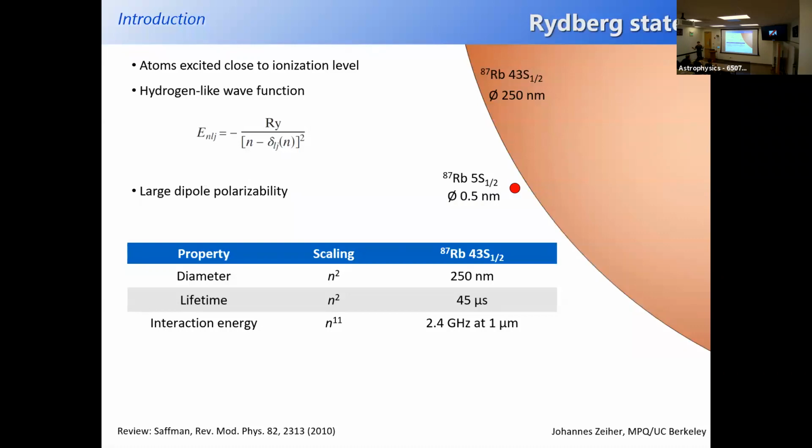That makes them pretty large. You can imagine taking an electron from a rubidium atom and sending it very far out into an orbit that is very close to the ionization threshold. That means the atom is much, much larger. So here's the size comparison, the ground state atom versus the Rydberg atom.